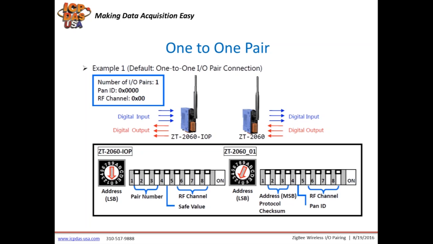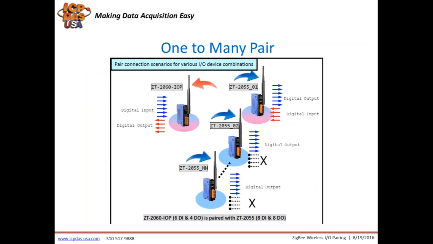You're also able to pair multiple Zigbee IO modules to form a multiple pair to one IOP module, as shown in the picture. The digital inputs will be followed by all of the Zigbee IO modules, but only the first one, node address 1, will be followed by the outputs of the ZT IOP. More advanced configurations can also be configured using the utility.